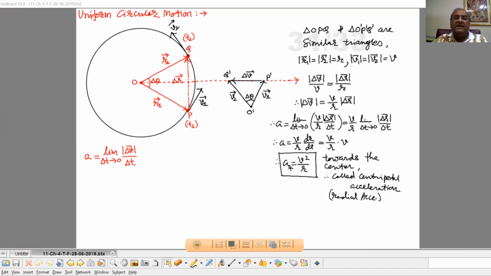And here in the suffix we write C, because the acceleration is always in the direction of delta V, and delta V is towards the center. Therefore acceleration is also towards the center, and therefore this acceleration is called centripetal acceleration, or radial acceleration. So this is the acceleration of the particle which is executing uniform circular motion. Clear to all of you?